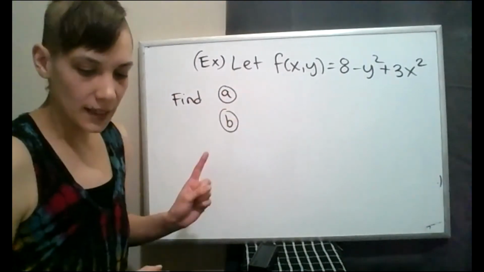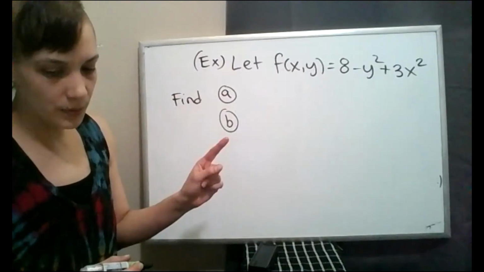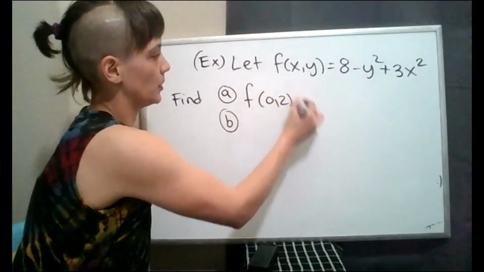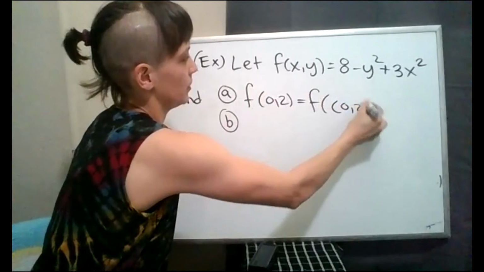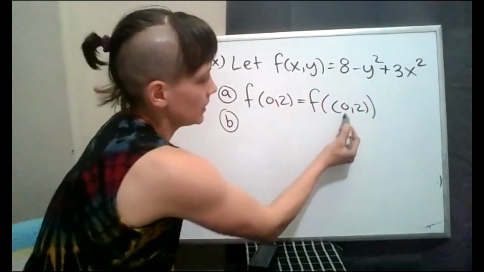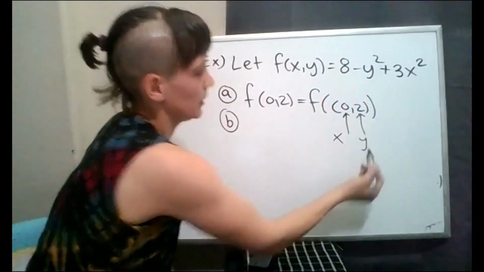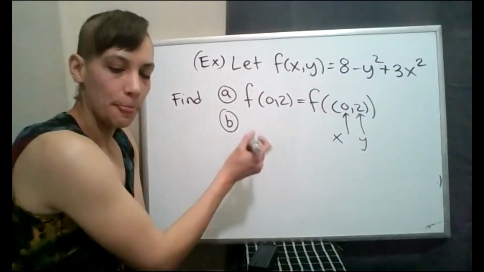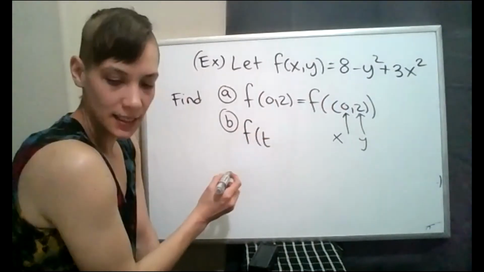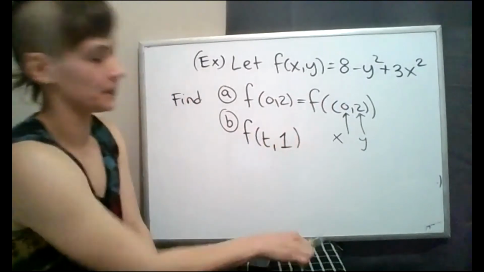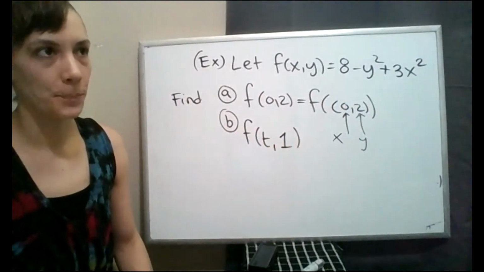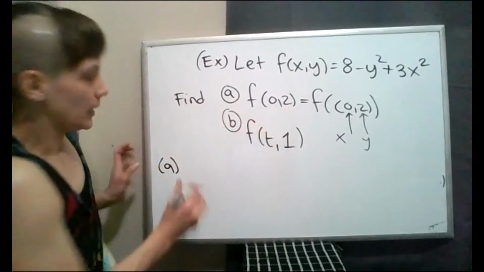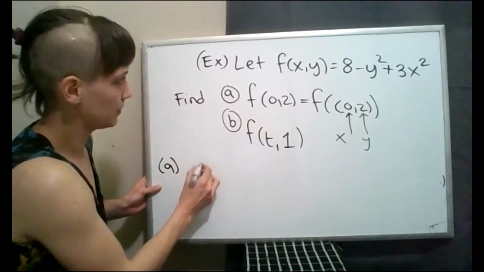Put in the (0, 2) for your x and your y. So f of (0, 2), which can be written like f of the point 0, 2. Really, this is going to be your x, and this is going to be your y in that function. We're also going to do f of (t, 1). So you're inputting 0 for x and 2 for y.